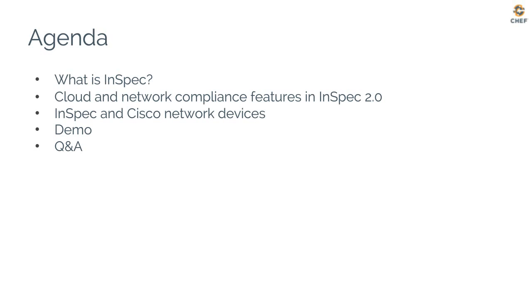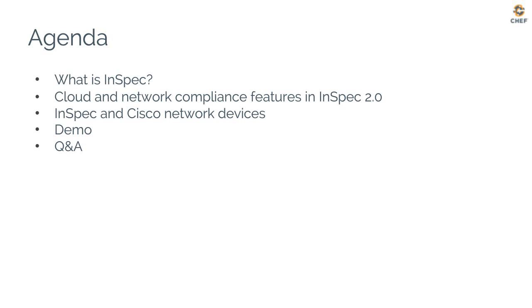Then we're going to talk about some of the cloud and network compliance features in InSpec 2.0, on which some of this work is actually based. Some of the work we did in the recent release of InSpec 2.0 opened up the work that we're showing off today. Then we'll talk about the Cisco and InSpec integration that is the focus of this presentation. Then I'm going to turn this over to Jerry Aldrich, who's going to show you a little bit of the syntax and do a recorded demo. And then, of course, we'll be leaving plenty of time for Q&A.